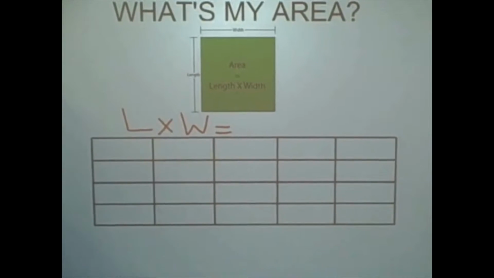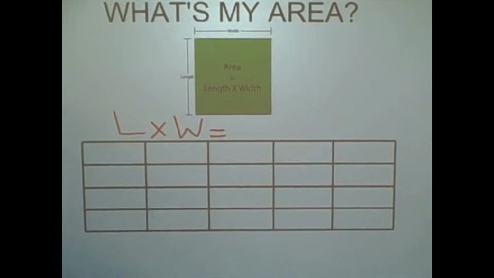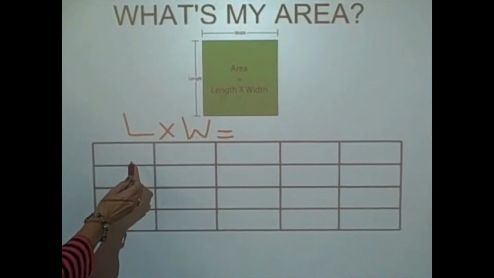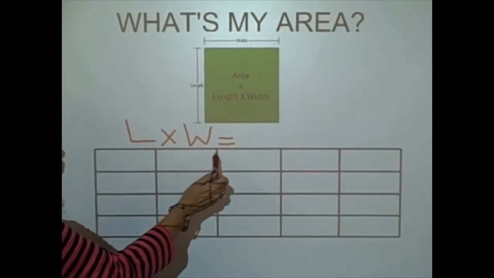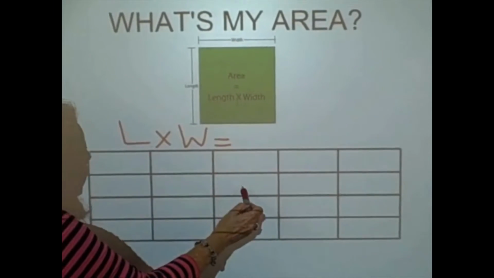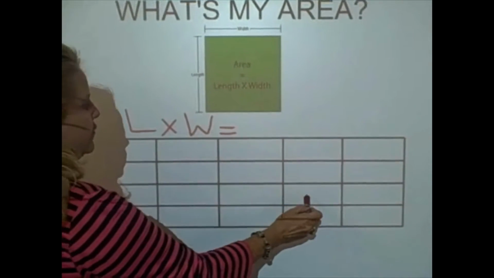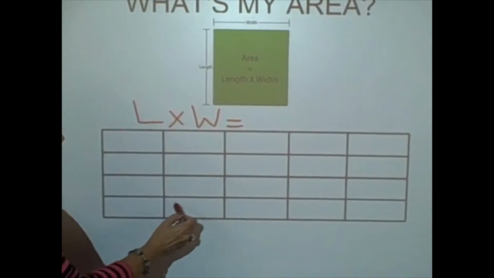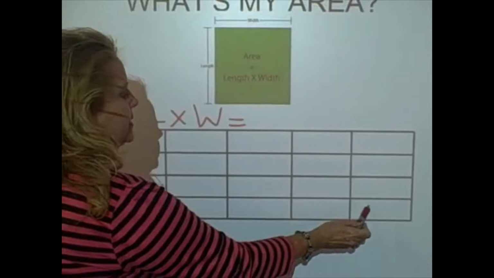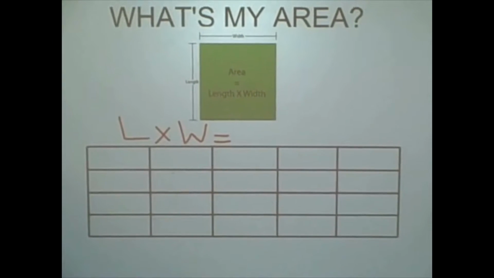So one way we could do this, if we see the square units inside, is to count the units. So I'm going to count them. 1, 2, 3, 4, 5, 6, 7, 8, 9, 10, 11, 12, 13, 14, 15, 16, 17, 18, 19, 20. That already tells me how many square units that I would have.